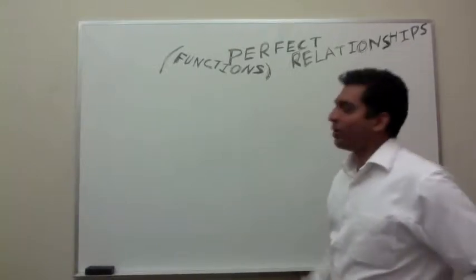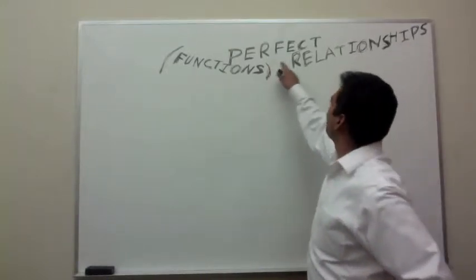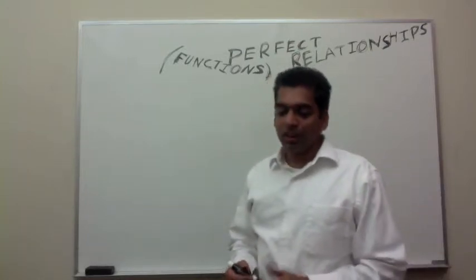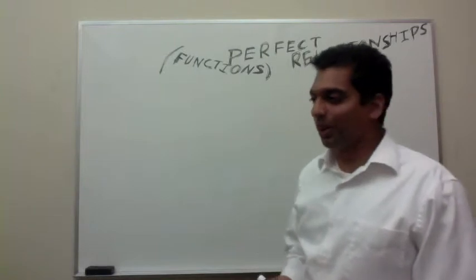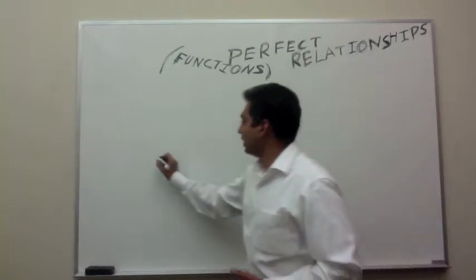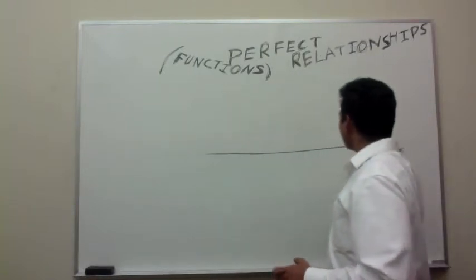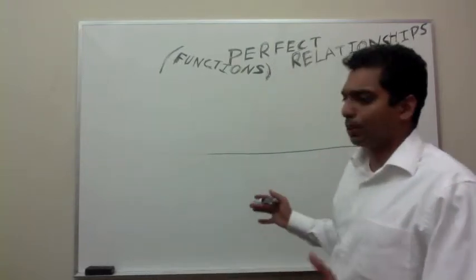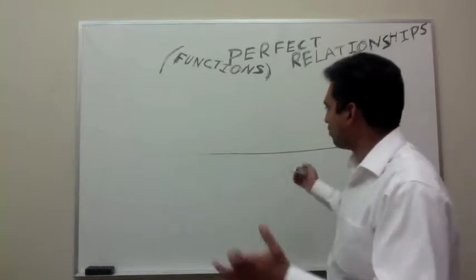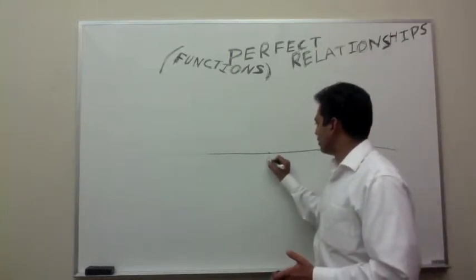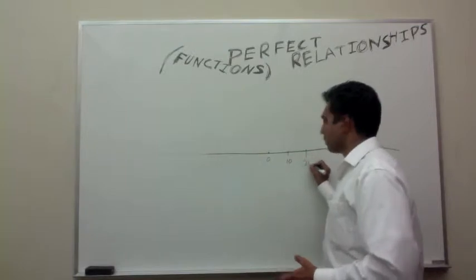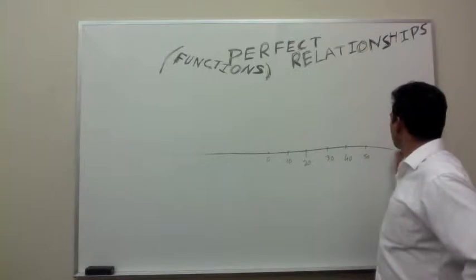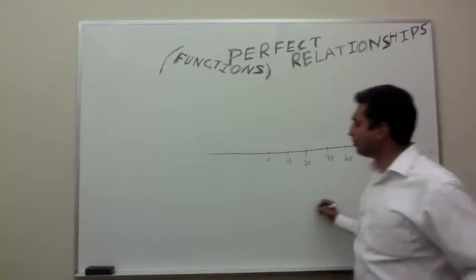Okay, let's talk about functions, or as I call it, perfect relationships. This is something I made up. So, talking about age, which is not a good topic, but let's say your age right now is 25. Someone came up with this crazy idea: why don't I just put these measurements of your age on a number line, where this is 0, 10, 20, 30, 40, 50, 1000, dot, dot, dot, okay?